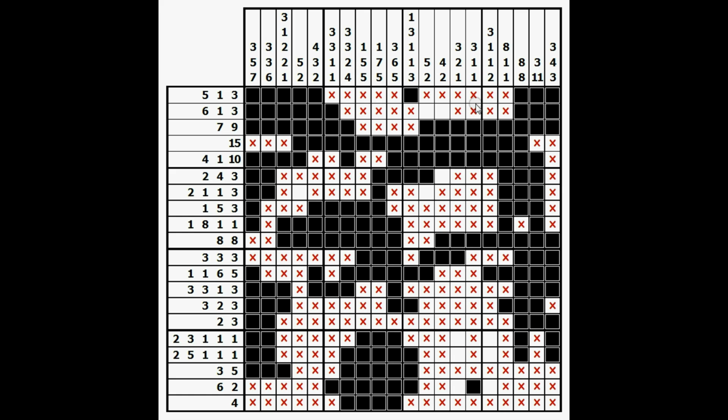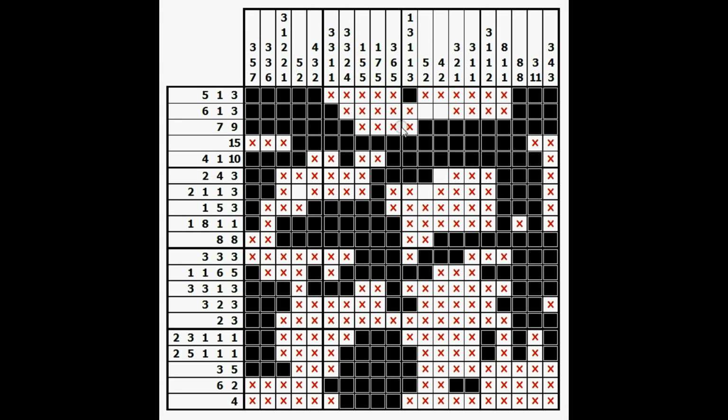3, 1, 1. 3, 1, 1, 2. Okay, here we go. 3, 1, 1, 2. 2 can't fit here, so 2 has to go here. And that helped me out. And now I think that helped me here too. 6 and 2, yep. And now that helped me out up here. So 1, 2, 3. There's my 2 and my 3. We're really close.